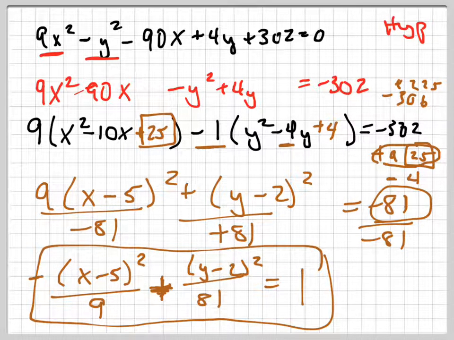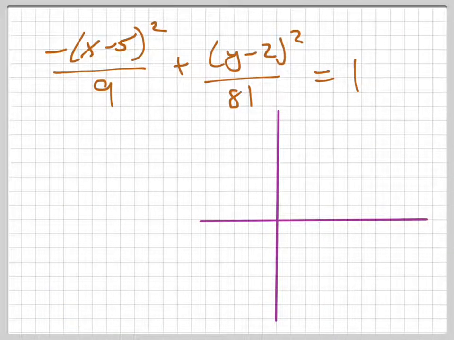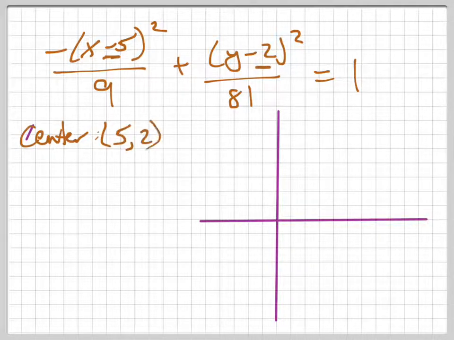Let's take that equation and now let's graph it. Okay, so my center is at +5, +2. Let's graph that. 1, 2, 3, 4, 5, 1, 2. There's my center right there. I'll put a little X on it.